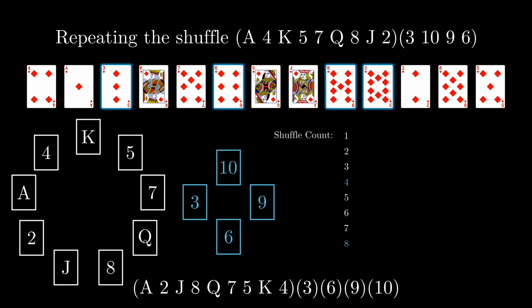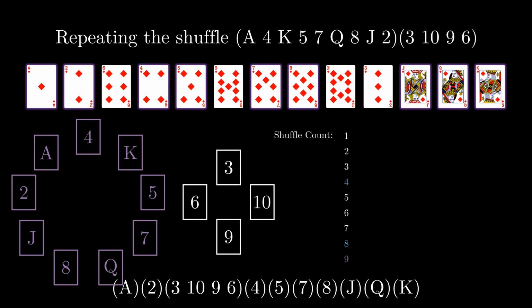In fact, any multiple of 4 works. After 8 iterations, the 4 cycle cards again return to their original positions. See, the same thing happens after 9 shuffles, with the cards in the 9 cycle. But the shuffle still hasn't looped back to the identity, because we need all cards to return back to where they started. So let's keep going.